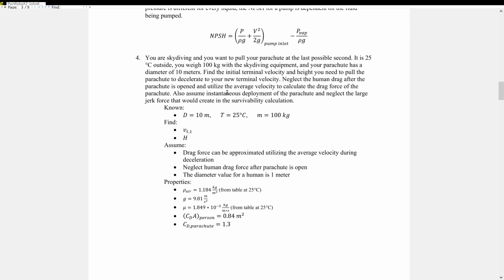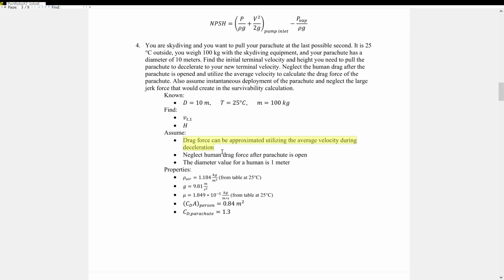And so essentially, since we're assuming that the parachute is instantly deploying and that we use the average velocity to calculate the drag force, there's going to be an extremely high acceleration value for this problem. And so we're given the diameter of the parachute, the temperature, and your mass, and we're told to find the initial terminal velocity and the height necessary to pull the parachute in order to fully decelerate to the second terminal velocity after you pull the parachute. We assume the drag force can be approximated by the average velocity. We're told to neglect the human drag force, and the diameter value for a human is 1 meter.